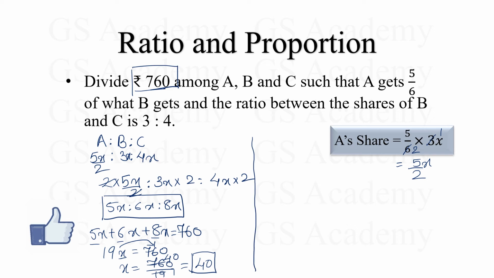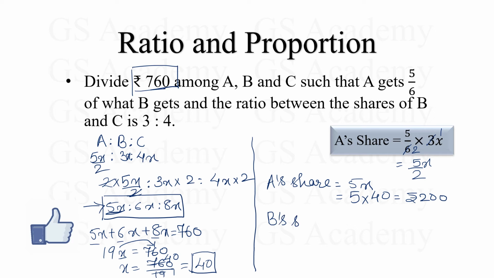Now in order to find A's share, we will compare with the new ratios. So A's part was 5x. Substitute the value of x. So 5 into 40, this becomes rupees 200. So A's share was rupees 200 from 760.